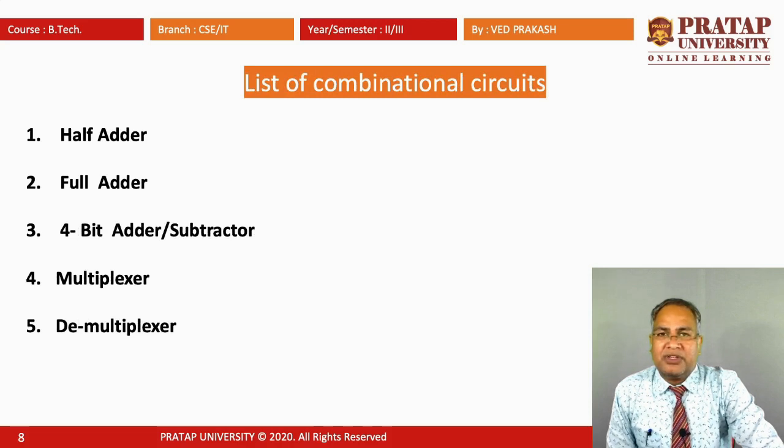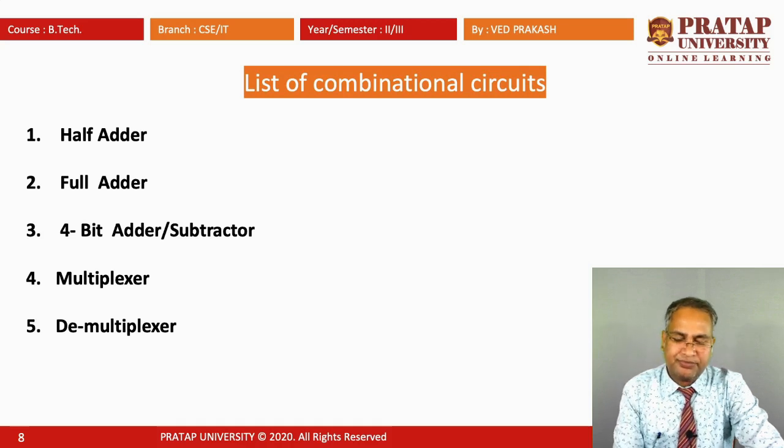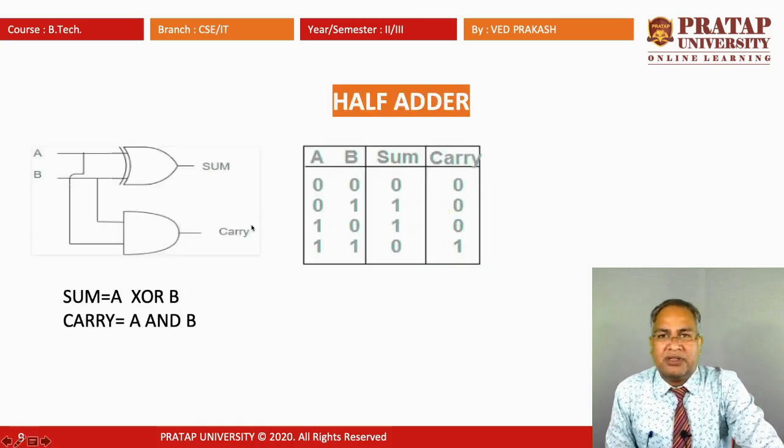Now there is a list of combinational logic circuits, like half adder, full adder, 4-bit adder or subtractor, multiplexer and demultiplexer. First, we learn about the half adder. What is a half adder?